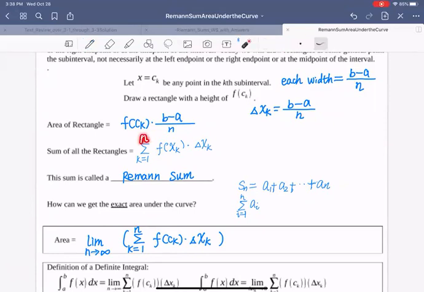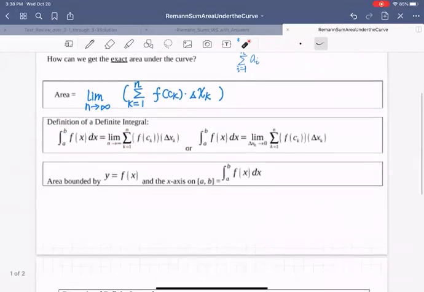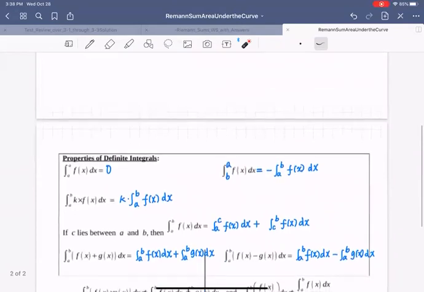If you do just 3 intervals, then it's just an estimation. If you make n go to infinity, then the area is going to be the exact area, okay? That's what the definition of the definite integral is. So let's go ahead and do some questions, okay?